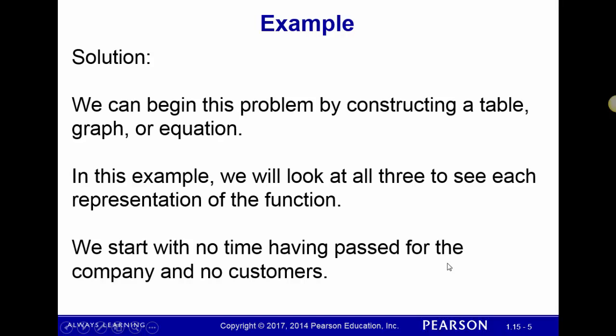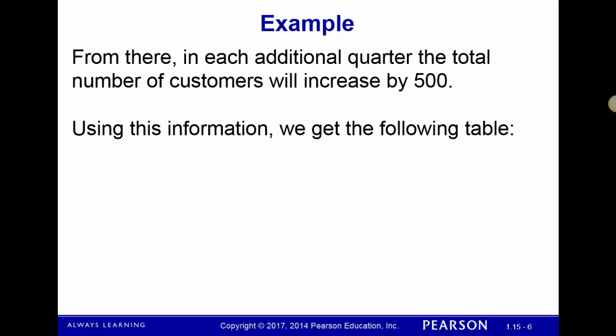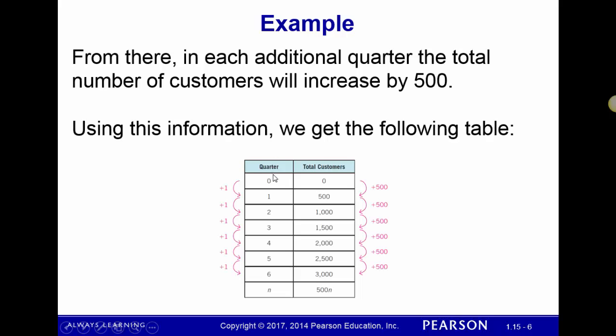So we can do a table, a graph, or an equation, and in this situation, we're going to look at all three to see which one best represents it. We're going to start with no time because the company has no customers. Then in each quarter moving forward, the number of customers is going to increase by 500. Here's a table. In quarter 0, they have no customers. Move to the next quarter, quarter 1, they've gained 500 customers. Each time the quarter goes up by 1, they gain 500 customers. So here's the relationship: the number of customers is equal to 500 times the number of quarters.